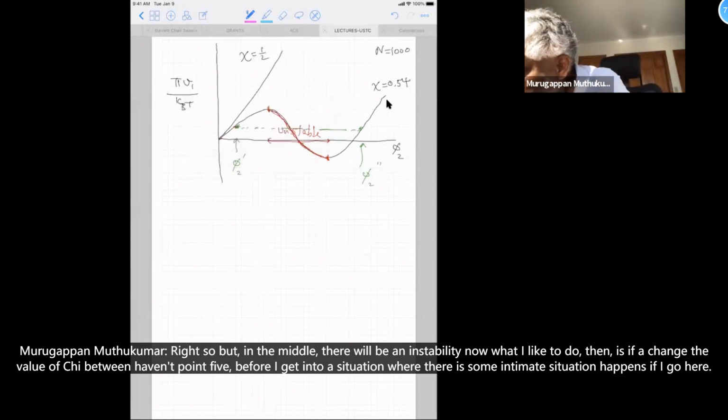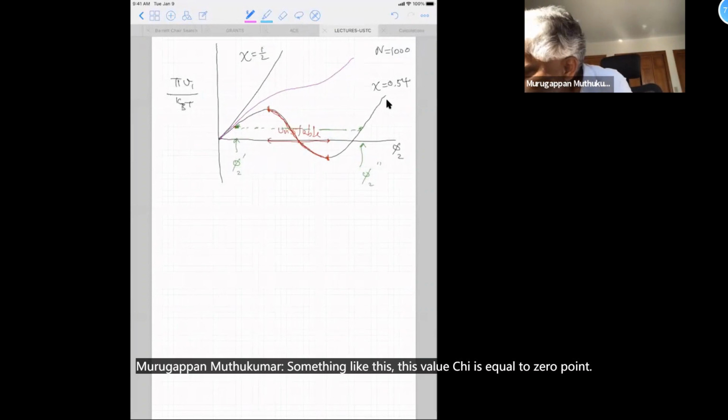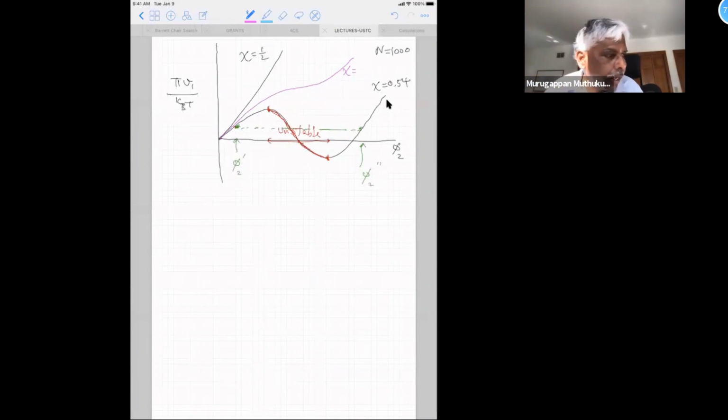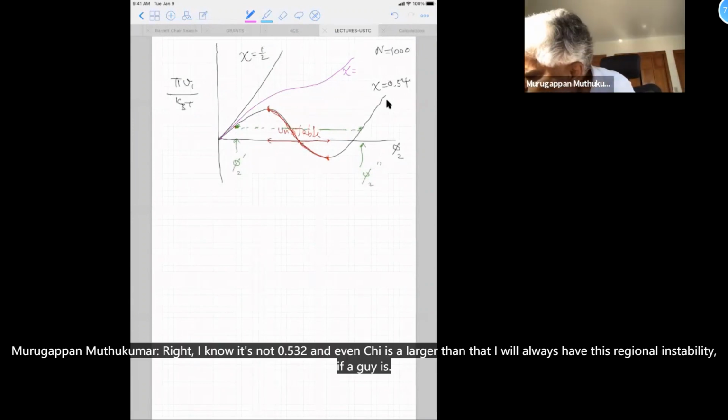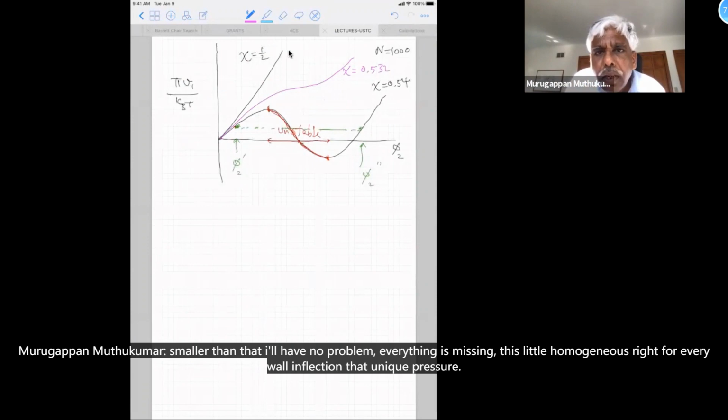If I go here, something like this, this value of chi is equal to 0.532. I know this now. If chi is larger than that, I will always have this region of instability. If chi is smaller than that, I'll have no problem. Everything is miscible and homogeneous, right? For every volume fraction, there's a unique pressure.